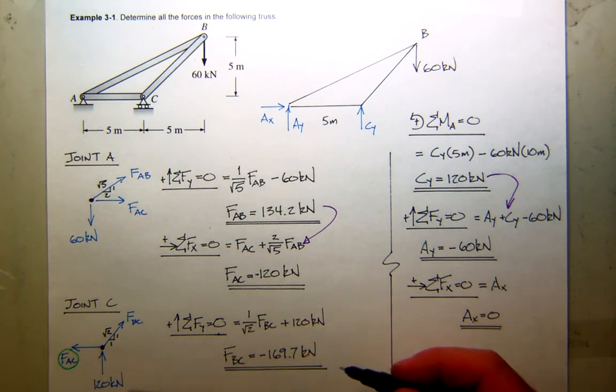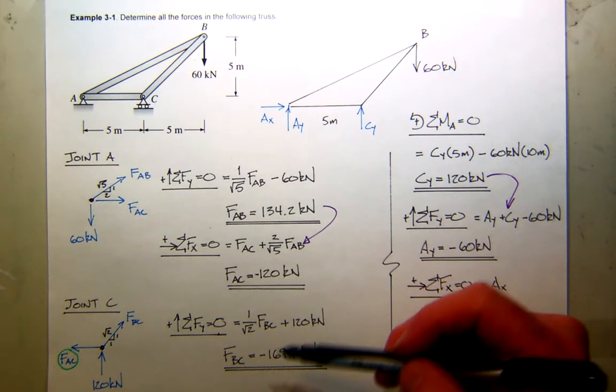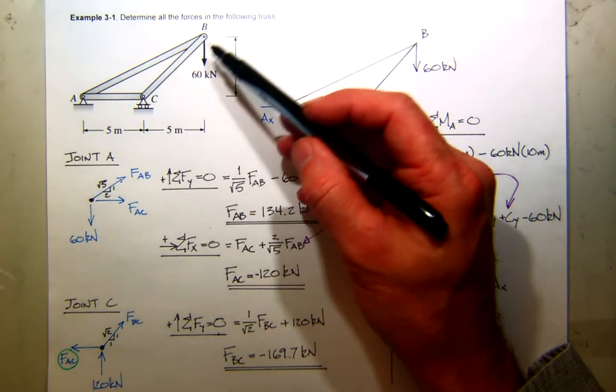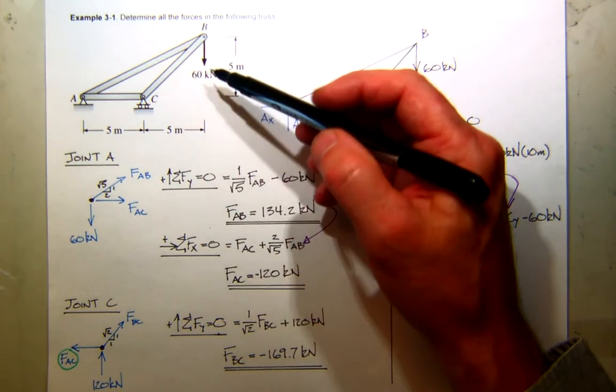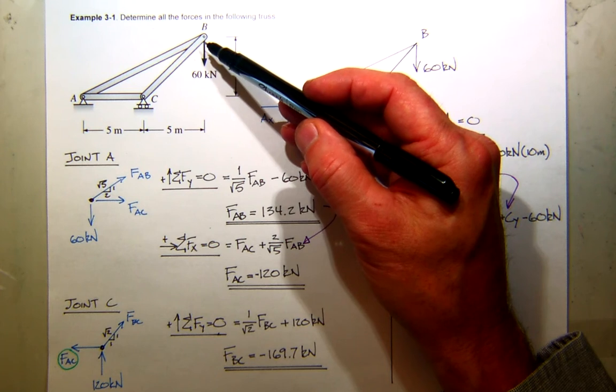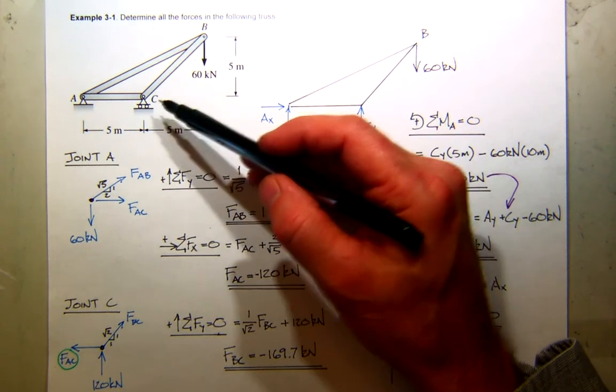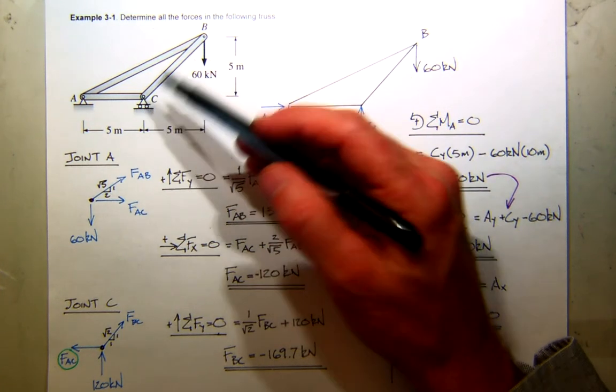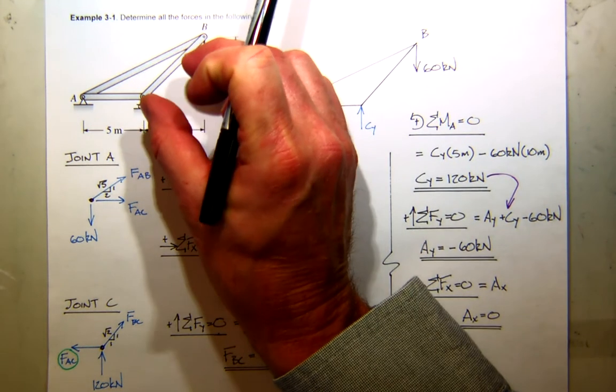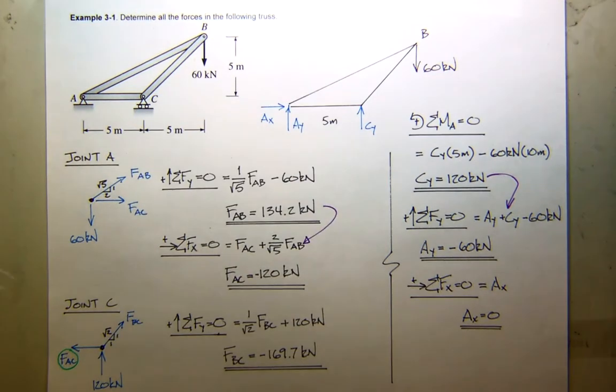So just to finish our review, does it make sense that BC is in compression? Well, yeah, as this point B comes down and C moves just a little bit, you can see that BC will probably get shorter, and it makes sense that it was in compression.